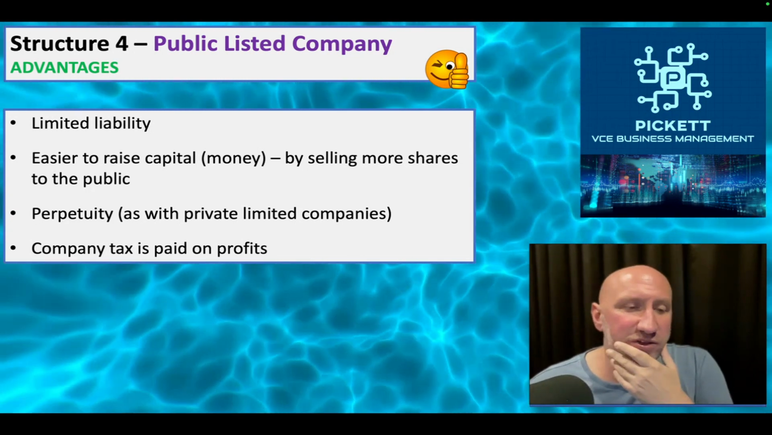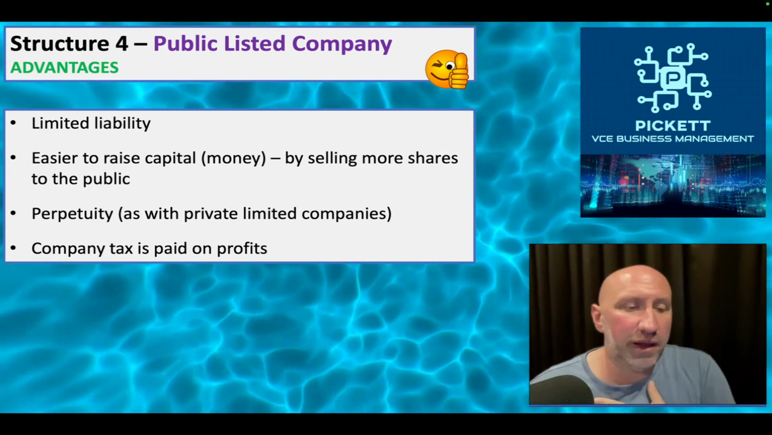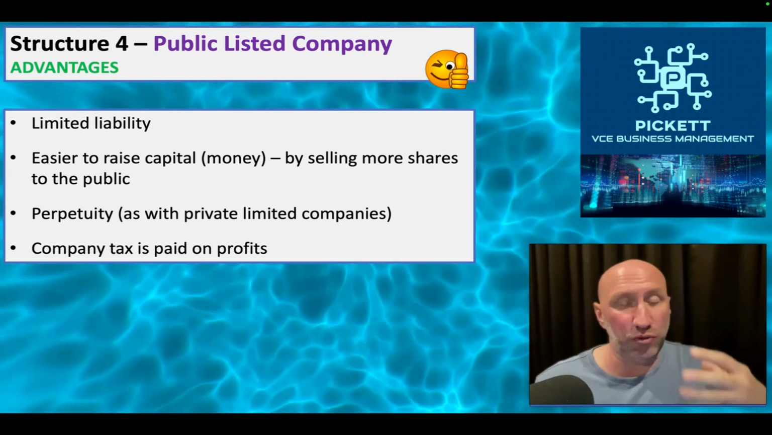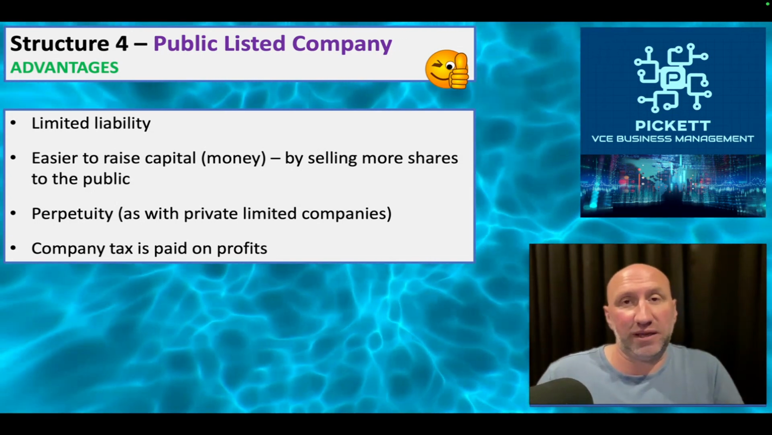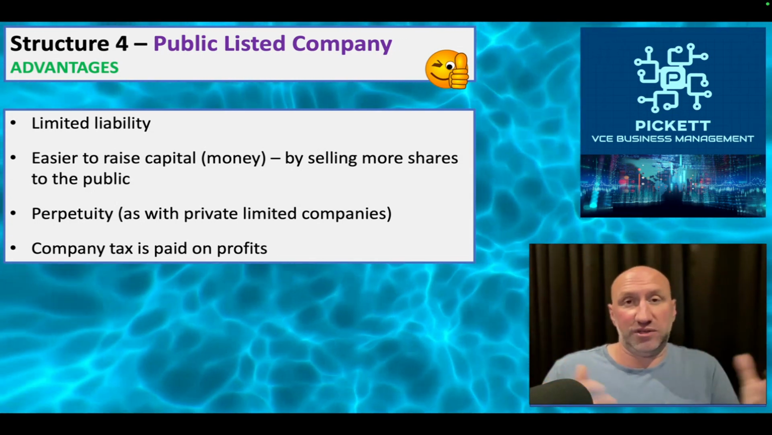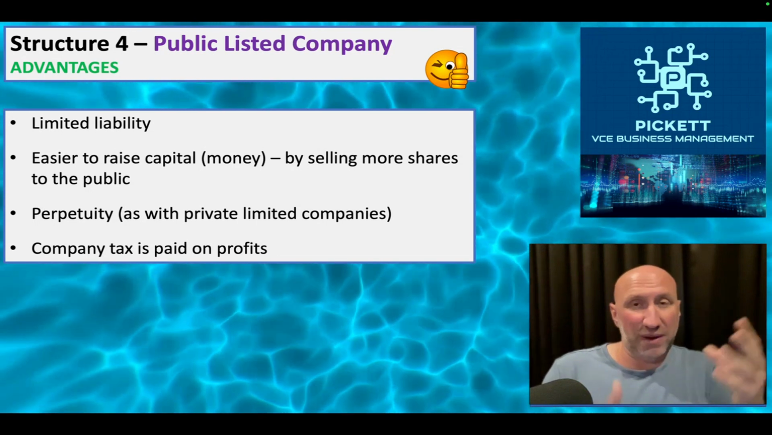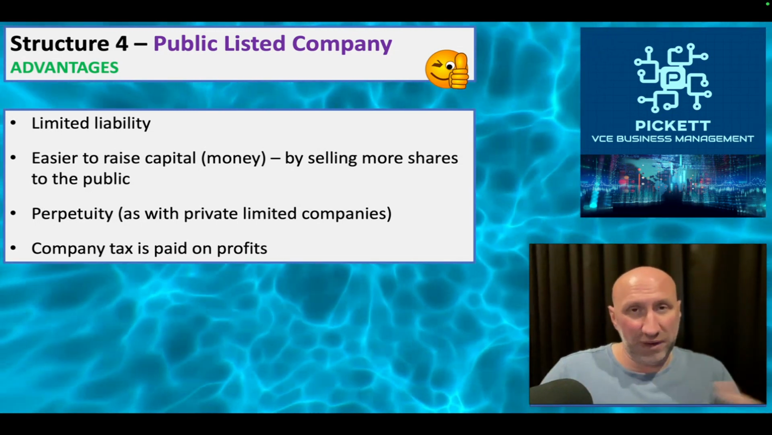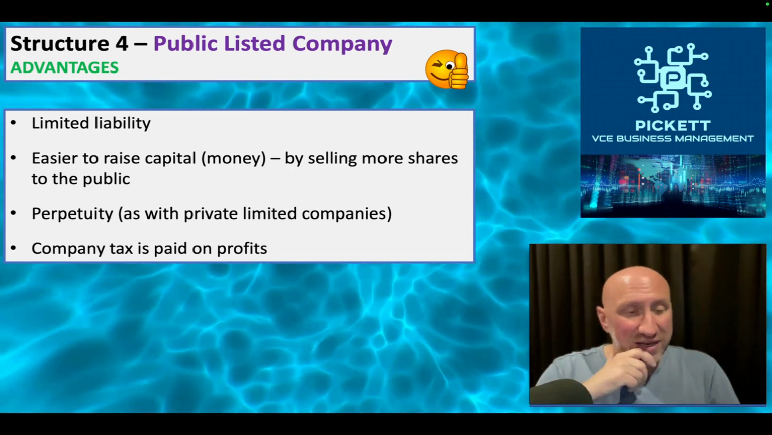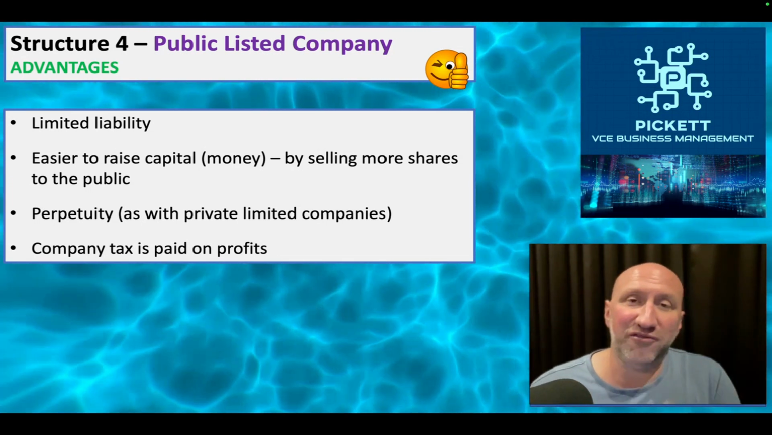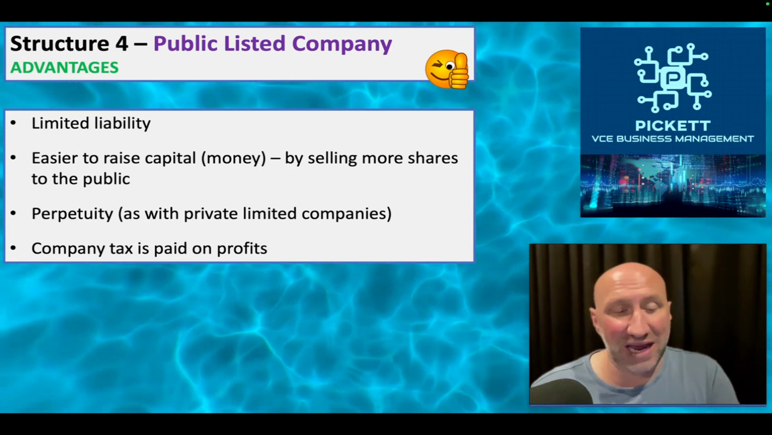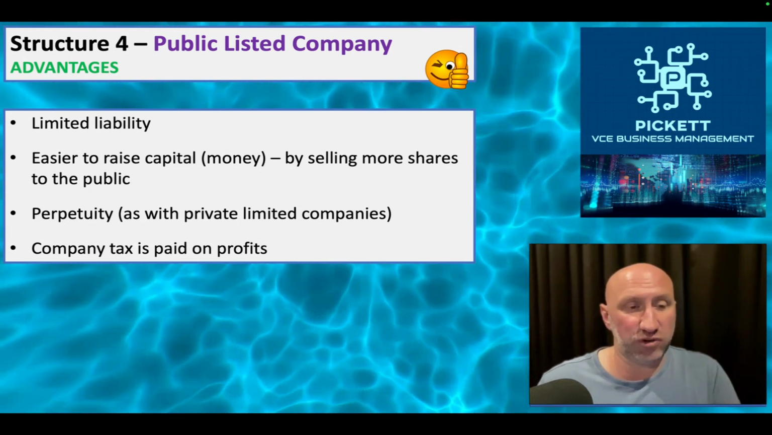So public listed company advantages: limited liability. Again, easier to raise capital, and this way, all you do is sell more shares to the public. Sometimes public companies do this. Medibank did this a little while ago. They raised capital by selling more shares to the public, which raises money, and more people can access the shares. We also have perpetuity, as with our private limited companies, and company tax is paid on profits. Okay.